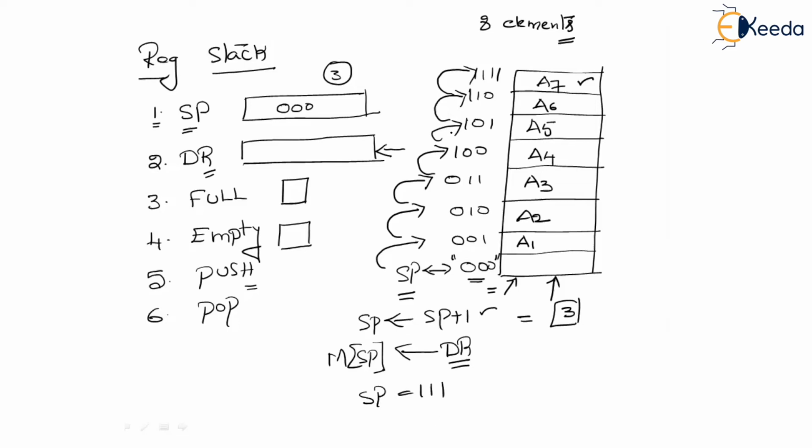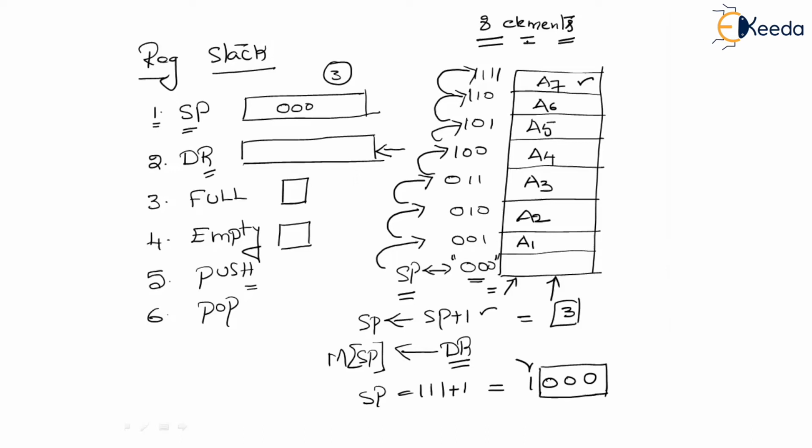Now, you want to perform one more push operation. What is going to happen? 111 will be added with 1. What is the value of 111 plus 1? 111 plus 1 is equal to 1000. Here in this case, only the least significant 3 bits will be accommodated into the stack pointer and the most significant digit will get discarded, since the stack pointer is just a 3-bit register, because the size of the stack is 8 elements. So the stack pointer size is fixed.